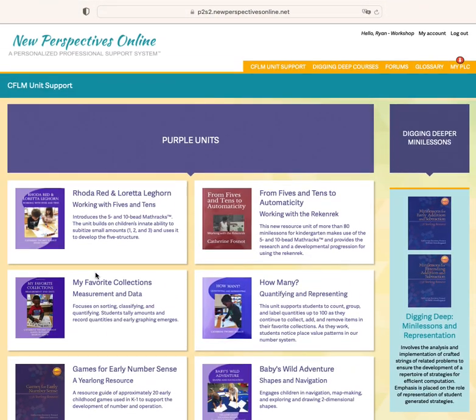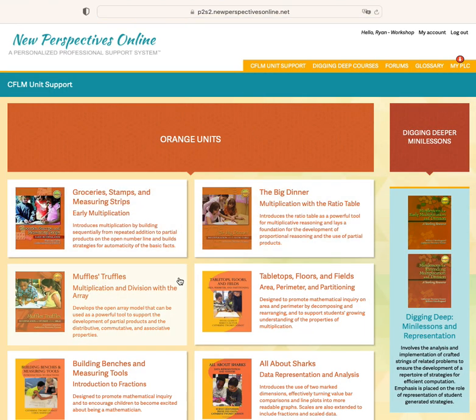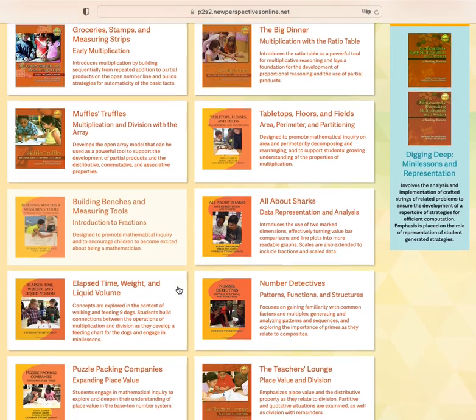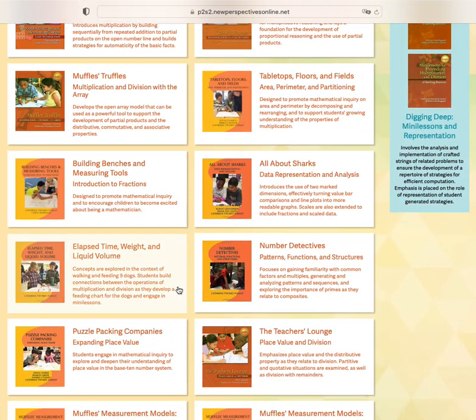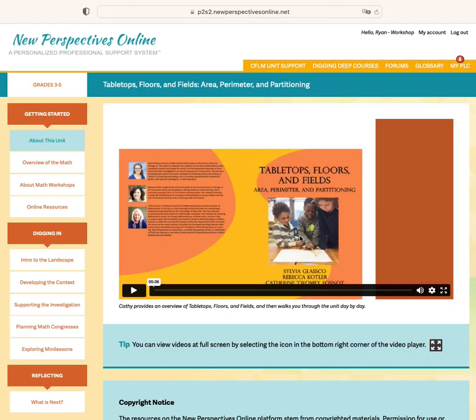So if I go up to the purple units, or I'm sorry, the orange units, you'll see units related to multiplication and division in grades 3 through 5. So you can kind of scroll through there. I'll go to Tabletops, Floors, and Fields. This is a third grade unit on area and perimeter.